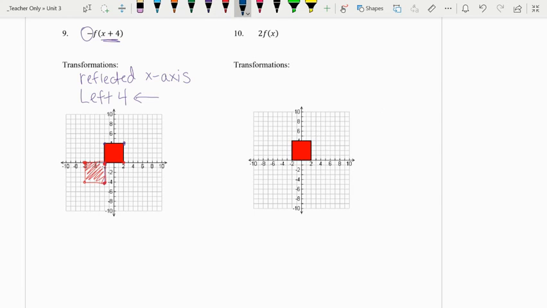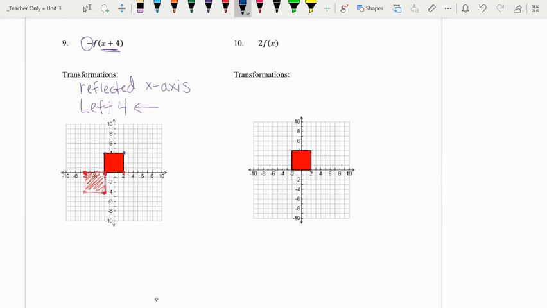And then our last one, we have 2f of x. So this means this is a vertical stretch because that is our a value of 2. AKA this is just going to double in height. Okay, so that means if I'm at 4, I'm going to multiply 4 by 2 and I get 8. 4 times 2 is 8. So my new one will be all of this. So we just stretched it all the way up there.